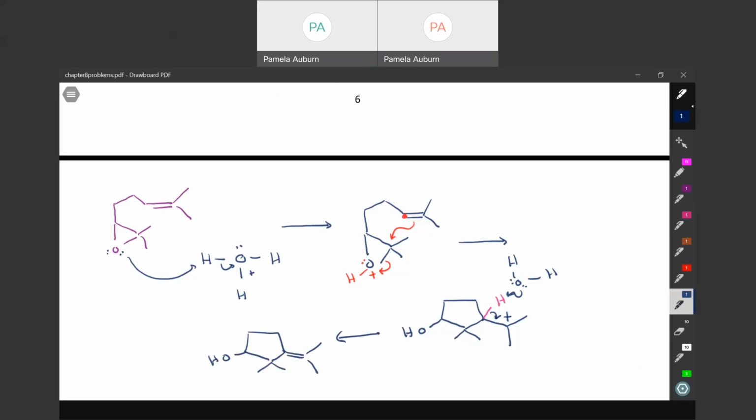Whenever I am doing cyclizations or breaking rings up, it really helps to count carbons. So if we started here, I have 1 in my ring, 2, 3, 4, 5, 6, and then I'm forming the bond to carbon number 2, so I get a 5-membered ring. So that is helpful.